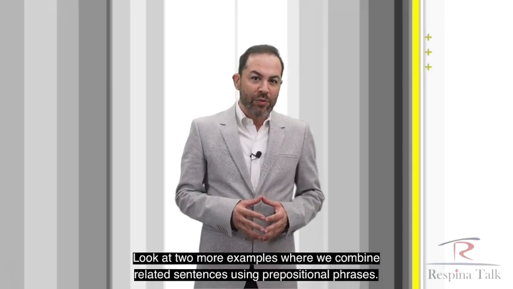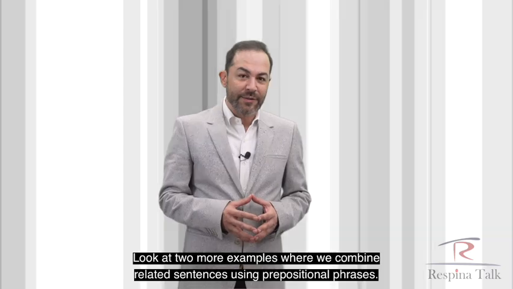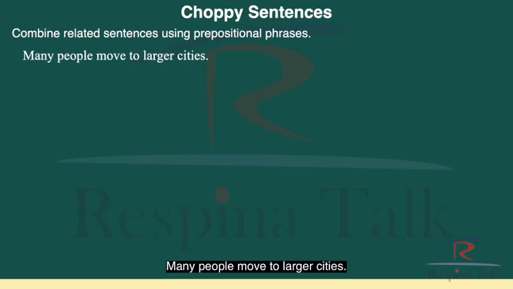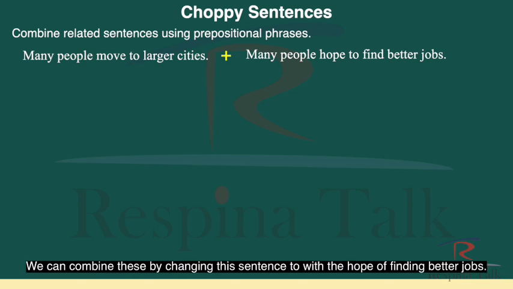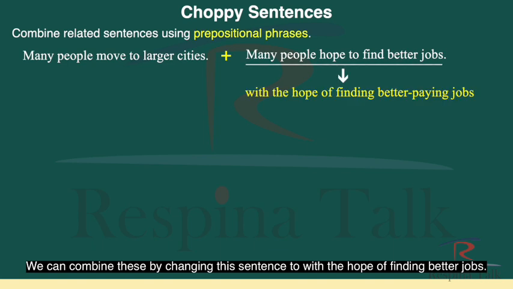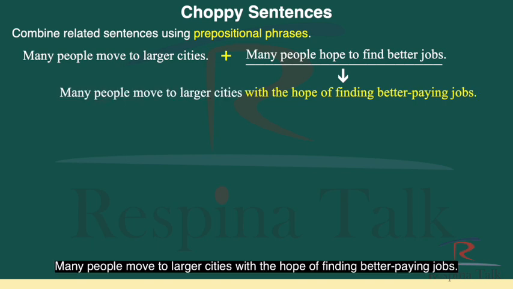Look at two more examples where we combine related sentences using prepositional phrases. Many people move to larger cities. Many people hope to find better jobs. We can combine these by changing the sentence to "with the hope of finding better jobs." Many people move to larger cities with the hope of finding better paying jobs.